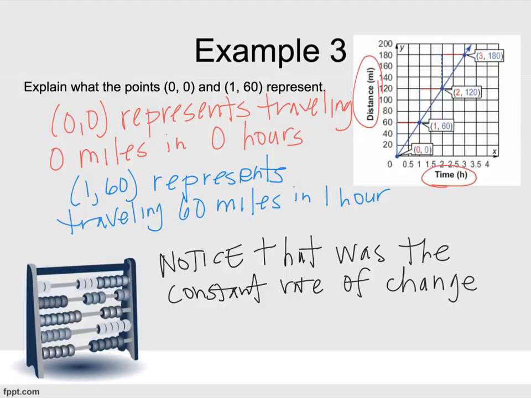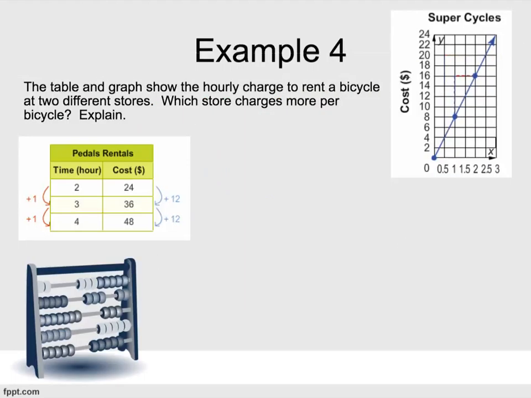One more example. Okay, let's look at our last example. It says the table and graph show the hourly charge to rent a bicycle at 2 different stores. Which store charges more per bicycle? Explain. Well, the first thing we have to do is look at each example. For Pedals Rental, we notice that the time goes up by 1 each time, and the cost goes up by 12 each time.